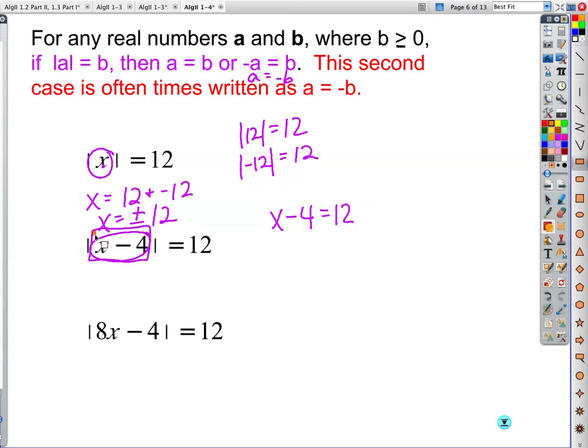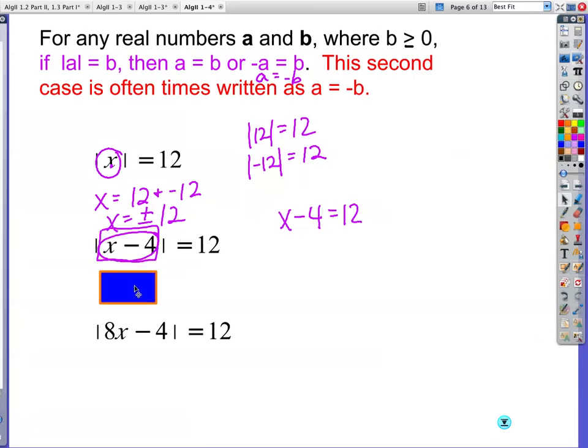No, it's got to be filled in. Hold on, sorry for the little delay here. We're going to get this straightened out, okay? This box could be 12 or it could be negative 12, okay? But what's in the box?